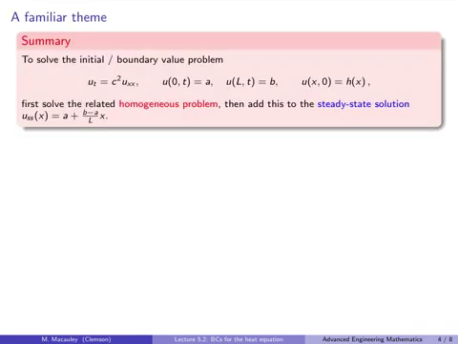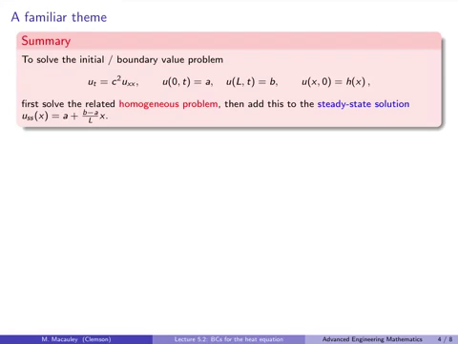We're seeing a familiar theme. To solve the initial and boundary value problem for the heat equation, where the left endpoint is fixed at A degrees and the right endpoint at x equals L is fixed at B, and an initial temperature of h of x: first, solve the related homogeneous problem. Set these things equal to 0 and subtract off the steady state solution from h and solve that.